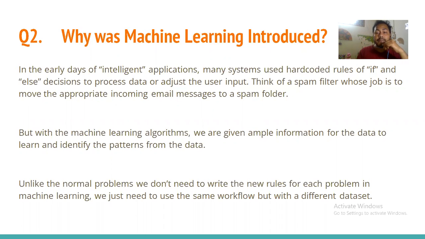Now think of a spam filter whose job is to move the appropriate incoming email messages to a spam folder. But with machine learning algorithms, we are given ample information in the data to learn and identify the patterns from the data. Unlike normal problems, we don't need to write new rules for each problem in machine learning. We just need to use the same workflow, but with a different data set. So rather than doing things manually for every different input, we merely design one machine learning based approach which will automatically do the same for any type of new data, following that pattern.